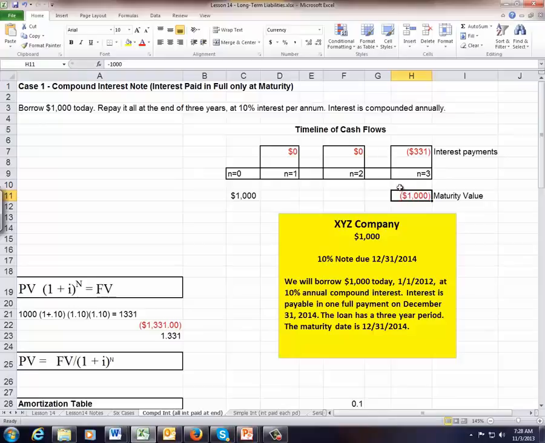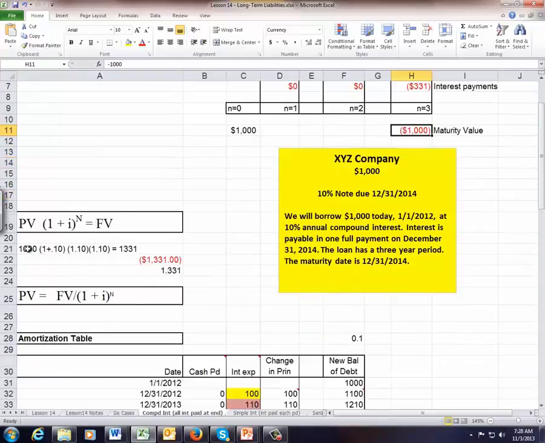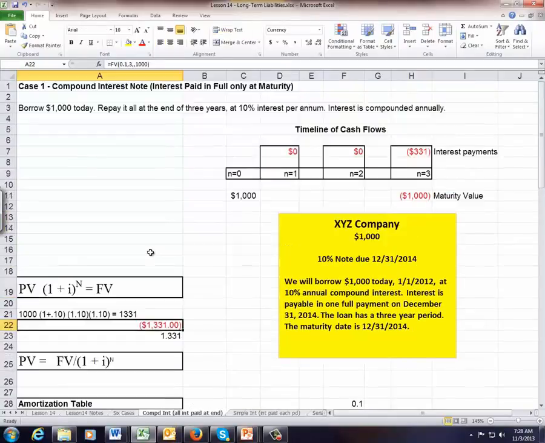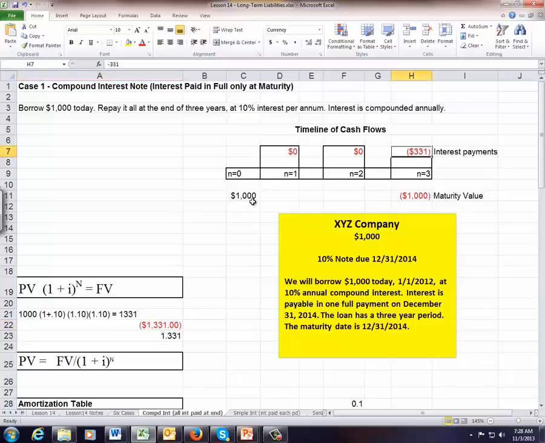So take a look here. If we borrow 1,000 today, and we owe interest of 10% at the end of year 1, and then it grows at another 10% for year 2, and another 10% for year 3, the time value of money equation is 1,000 times 1 plus 0.10 raised to the third power equals 1,331. So the difference between the 1,000 and the 1,331 is our interest, our compound interest.